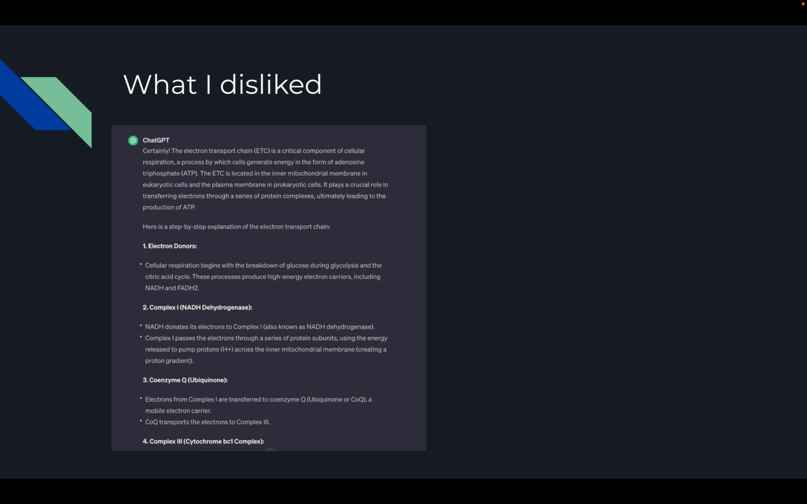So what I disliked, as I kind of talked about, the explanation. I said, I'm having a tough time understanding the electron transport chain. Can you explain it to me in a way that would help me understand? And it's, all right, here's a step-by-step. But then it goes through cellular respiration is the breakdown of glucose through glycolysis and the citric acid cycle. These processes produce high energy electron carriers, including NADH and FADH2.